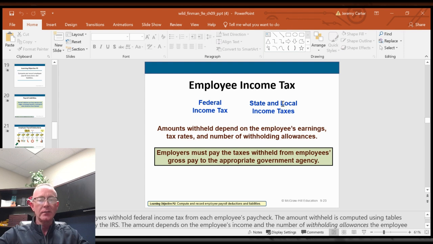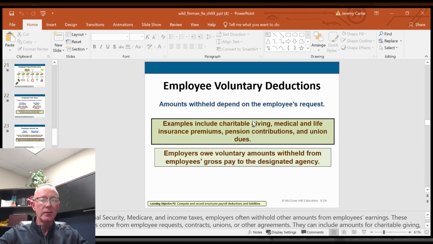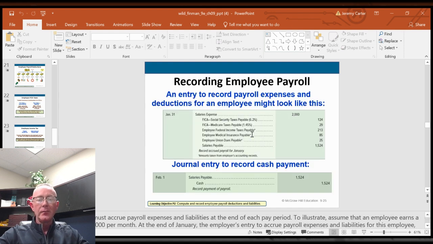Federal income tax, state and local income taxes, they're going to give us these amounts. There's a schedule that we go to look for those, but for our purposes here, they're going to give us these amounts. Any other voluntary deductions, insurance, pension contribution, union dues, they're going to give us the amounts we have to take out. These are our employee amounts. This is our employees' money.